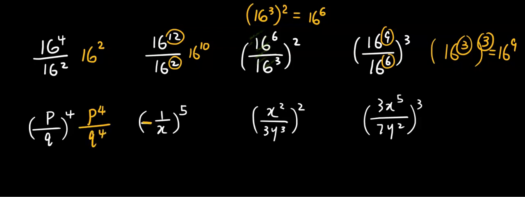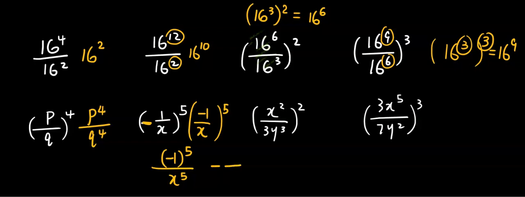Oh, here's a negative. Therefore, I can say this way. I can say inside we have a negative 1 on top and x at the bottom. And outside we have power 5. Therefore, on the top, negative 1 gets a 5 power. And the bottom, x also gets 5 power. Negative 1, when it has an odd number of exponent, it is still negative. Therefore, I can say negative 1 over x to the 5th power.